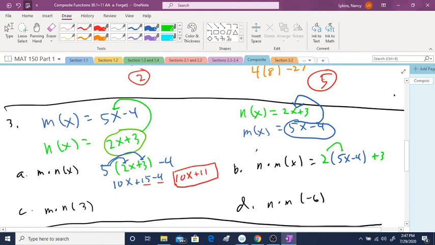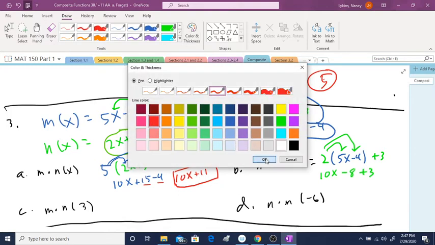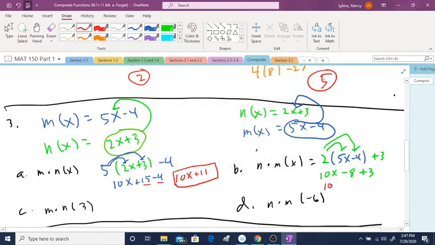So now I'm going to still distribute. Then 2 times negative 4 is negative 8. I still have that plus 3. So now the only thing I can combine are the numbers. I can't do anything with the 10x. So it's going to be 10x minus 5.